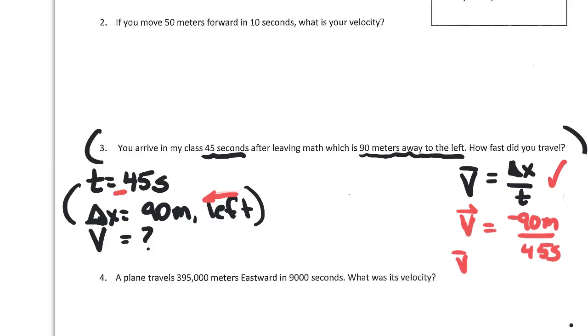And if that's not easy for you, take out your calculator and divide 90 by 45, and you're going to get 2 meters per second to the left, right? Negative, or the left. And that tells you you did not run. You didn't sprint. But you wanted to get there, and you got there at a velocity of 2 meters per second. So not too fast, not too slow.